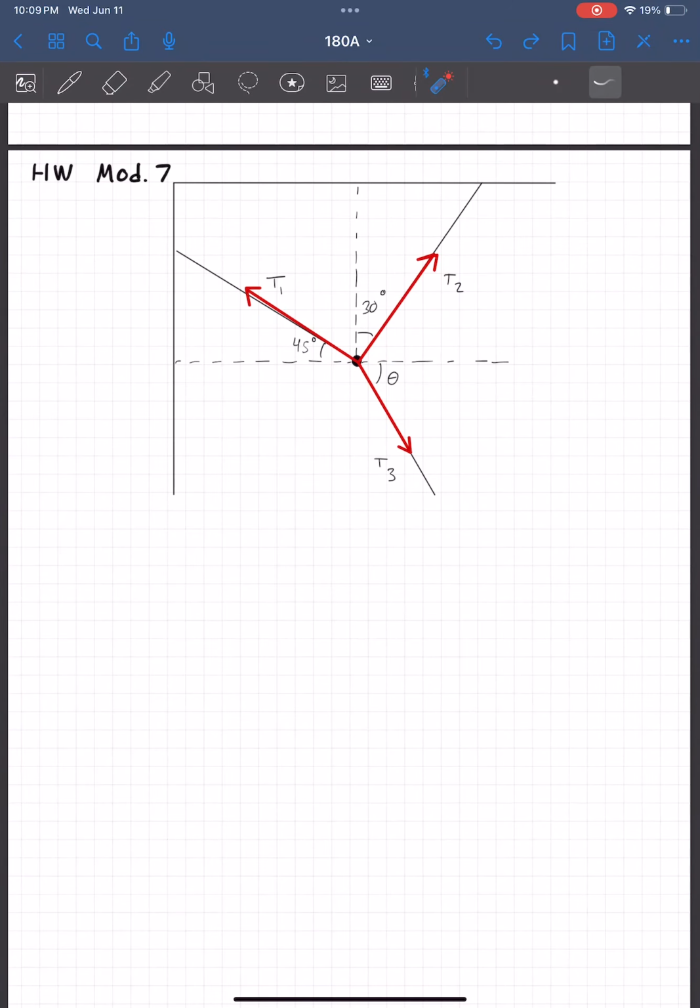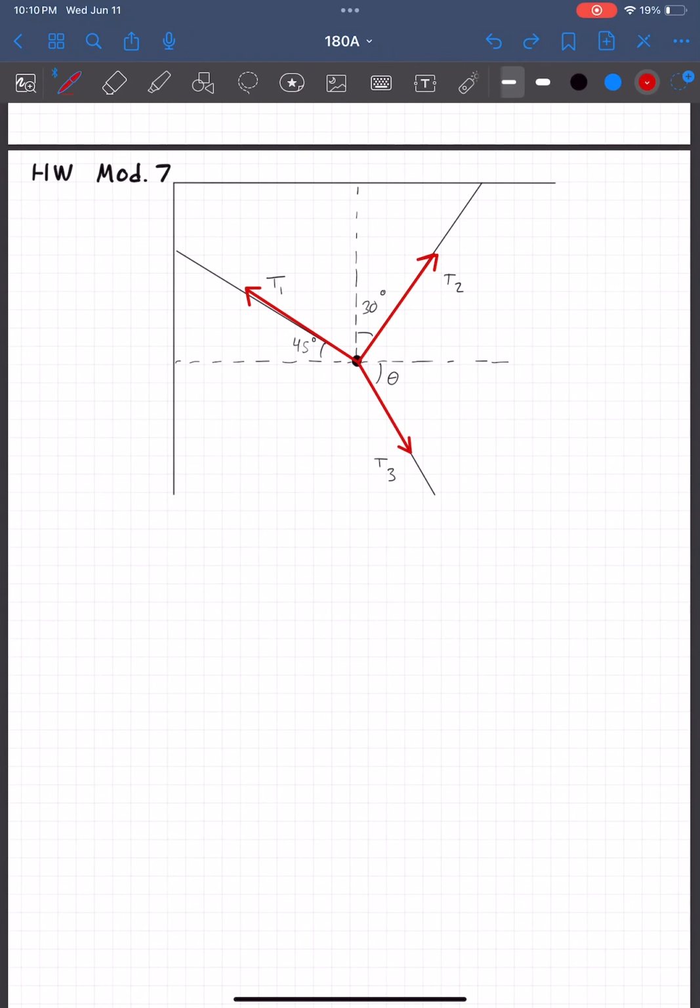This is number 12, where we have 3 ropes tied in the fashion shown in this image here. I'm going to select this point right here in the middle as my frame of reference. Notice that I've already drawn the tension force vectors, T1 pointing to the left and up, T2 pointing to the right and up, and then T3 pointing to the right and down.